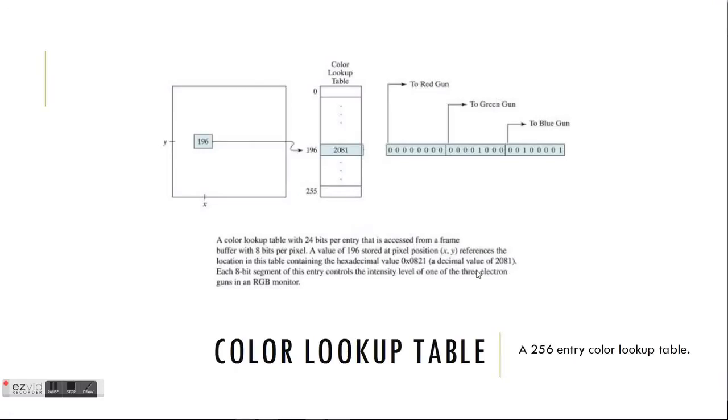Here we can see how the pixel 196 on the screen is associated with the 256 entry color table. The entry has the value of 2081, which when converted to hexadecimal format goes to 0x0821, which in return controls the intensity of red, green, and blue guns on monitor screen.